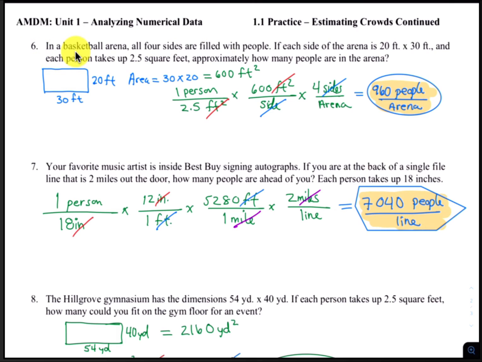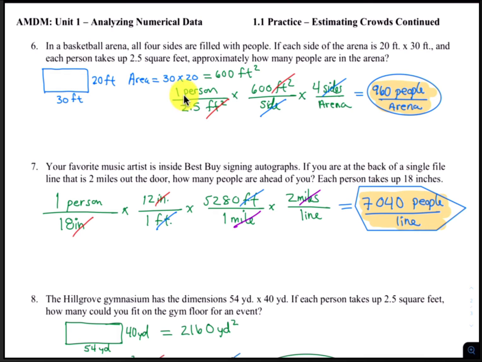For number 6, in a baseball arena, all 4 sides are filled with people. If each side of the arena is 20 feet by 30 feet, and each person takes up 2.5 square feet, approximately how many people are in the arena? First, let's figure out the square footage of one side. One side of the arena is 20 by 30, and you multiply 20 times 30 and you get 600 square feet, and that's one side.